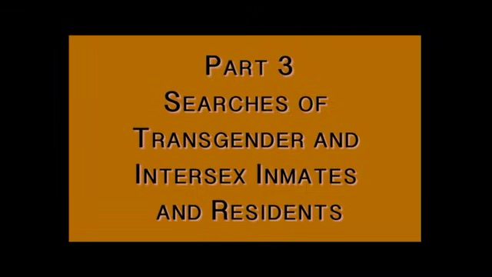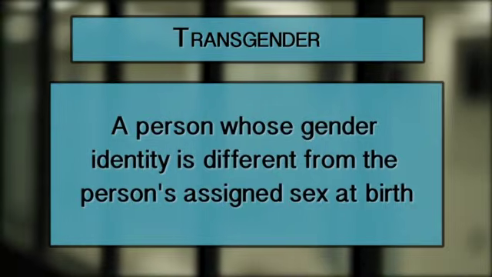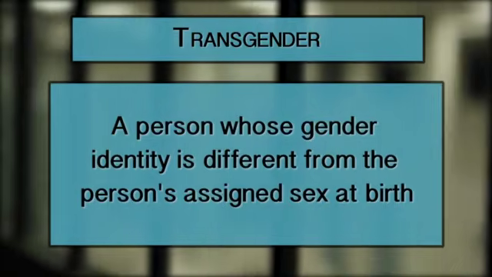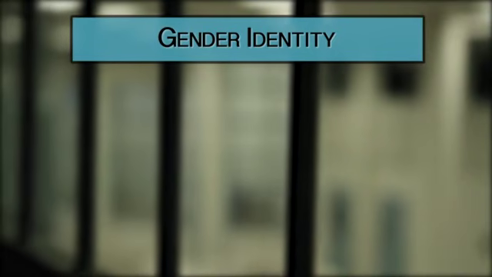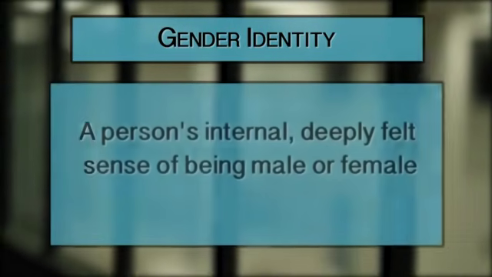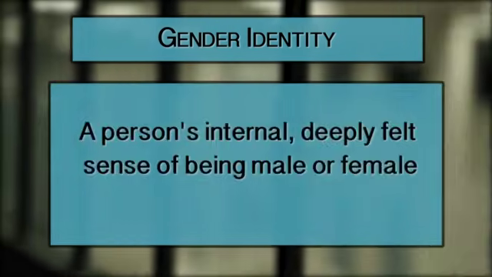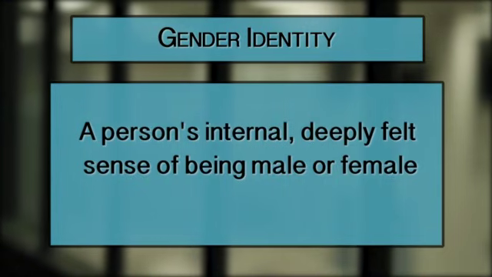This part of the video covers special considerations for searching transgender and intersex inmates or residents. The PREA standards define transgender as a person whose gender identity is different from the person's assigned sex at birth. Gender identity does not indicate sexual orientation. It refers to a person's internal, deeply felt sense of being male or female.